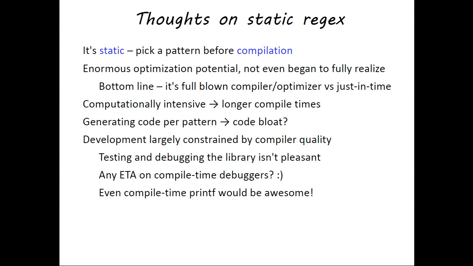Secondly, there is a question of code bloat. Since for each pattern we generate a function, if you have something like 400 patterns or maybe 1,000 patterns, that must generate a lot of object code. And then there is, of course, a question of compiler quality.